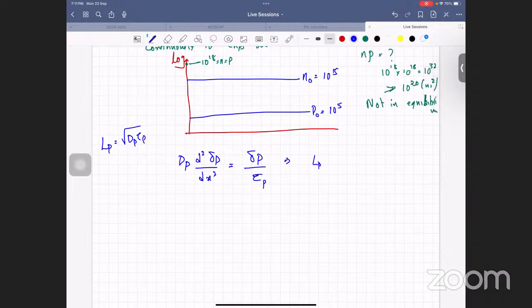This is Lp squared d squared delta p divided by dx squared equal to delta p. What will be the solution for this? What will be the solution of this equation? Some kind of exponential function, because this is a second order differential equation.